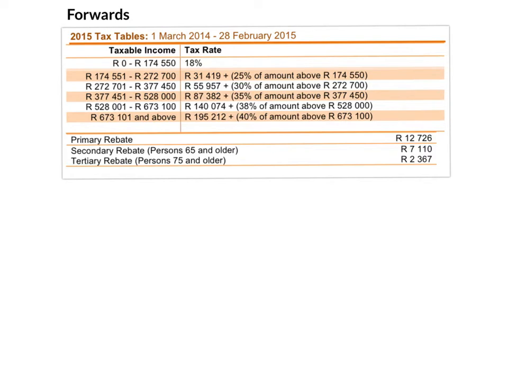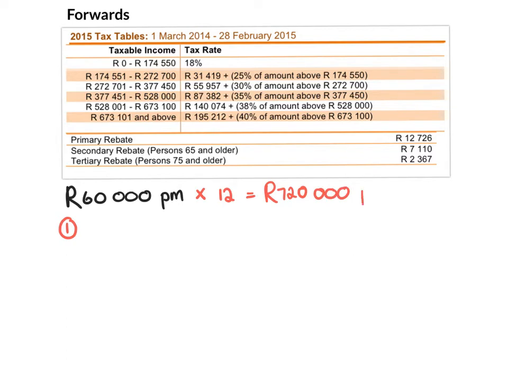Let's do an example. If an individual earns 60,000 Rand per month, I will have to start by finding out what his annual income will be. So this is step 1. So if that's per month, then for 12 months, it means that he earns 720,000 Rand. And you can write there that's per annum. So the first thing was to find his annual salary.